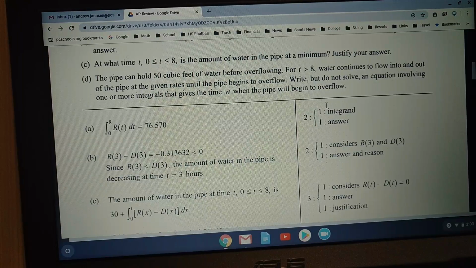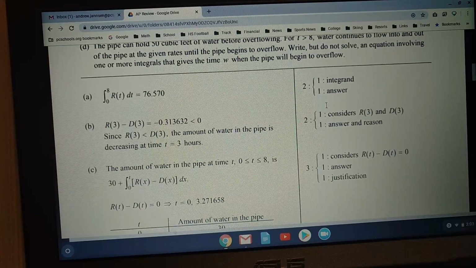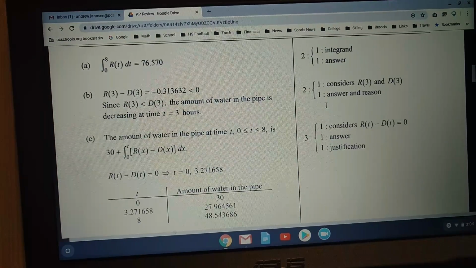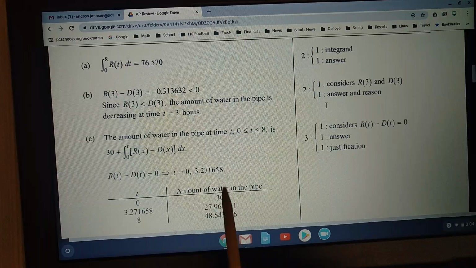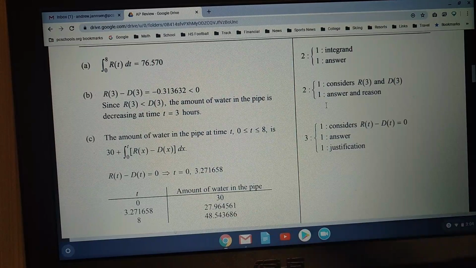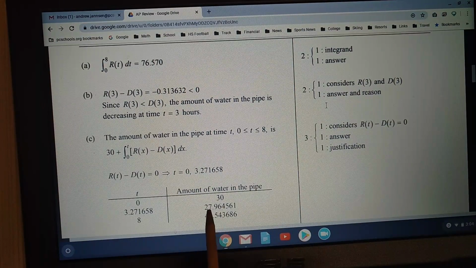The first thing, the fact that you know you have to look for where the rate is equal to 0, you get a point. So in other words, you're finding critical points. You find that those are essentially 2 critical points, at 0 and at 3.271658, and then you also must check the endpoint here of 8. If you check all of those, what you find is the place where you have your minimum. Your smallest value is going to be the 27.964.